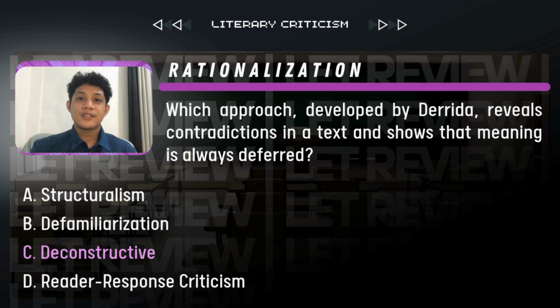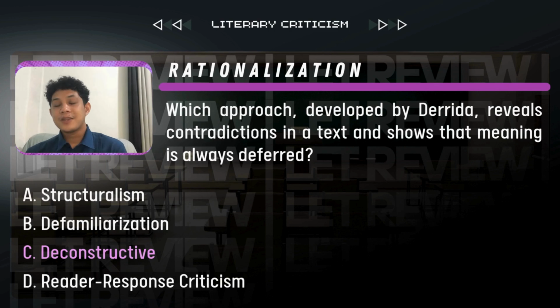So on the other hand, the other choices are incorrect because, as we know, reader response criticism only focuses on the reader's role in creating meaning, which emphasizes subjective interpretation rather than revealing textual contradiction or deferral of meaning. And it is not developed by Derrida. And as well as structuralism, which focuses on the underlying structures and binary opposition, and it assumes a stable system, right? That's why Derrida reacted to that kind of structuralism, because he believes that meaning is always deferred and unstable. Unlike structuralism, which assumes that the system is stable.